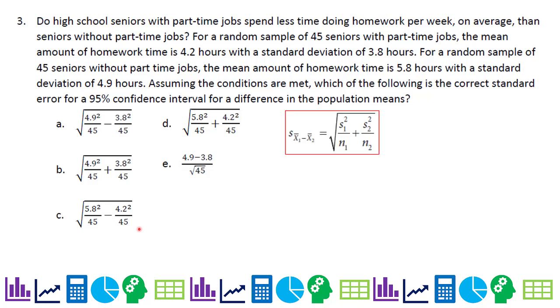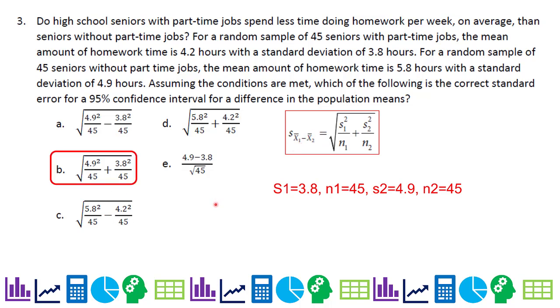So I'm pulling this up. This is straight off your formula chart. It's on the back for means, differences in means. And we know what S1, N1, S2, and N2 are. So again, the standard deviation for the first is 3.8. Sample size is the same for both. Standard deviation for the second one is 4.9. And I look and see which of these most closely matches that, and it is choice B.